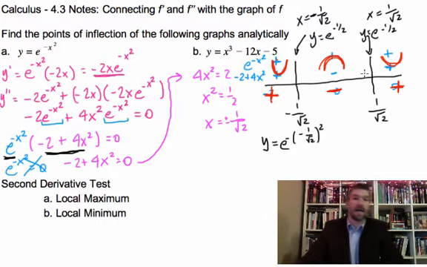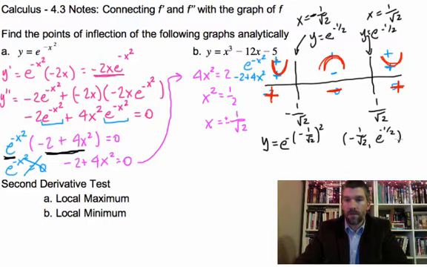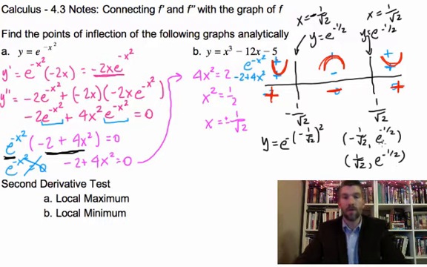So both of those guys will be points of inflection for this particular problem. So I'll write them right here. I've got the points of inflection are going to be negative 1 over root 2, e to the negative 1/2, and 1 over root 2, e to the negative 1/2. Both of those will be points of inflection for this particular problem.